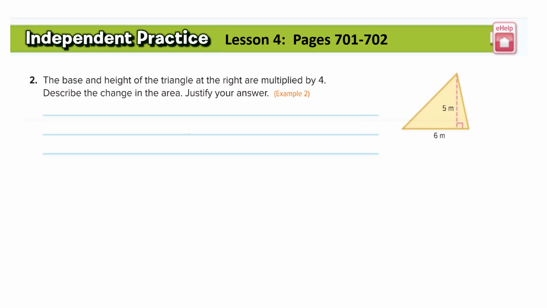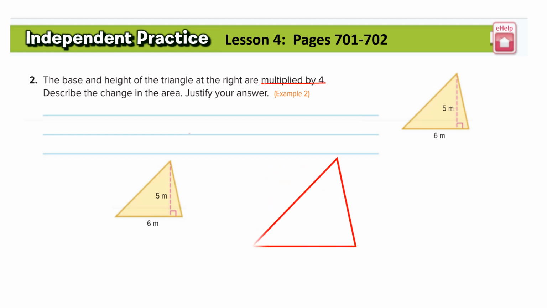Question 2. The base and height of the triangle at the right are multiplied by 4. Describe the change in the area and justify your answer. Okay, so we're again multiplying by 4. So is our triangle going to get larger or smaller? It's going to get larger. So here's our original, and then here is our enlargement. We're supposed to multiply the dimensions by 4.